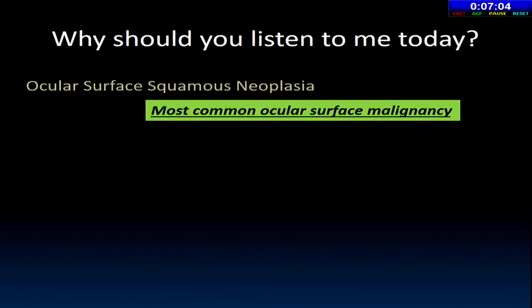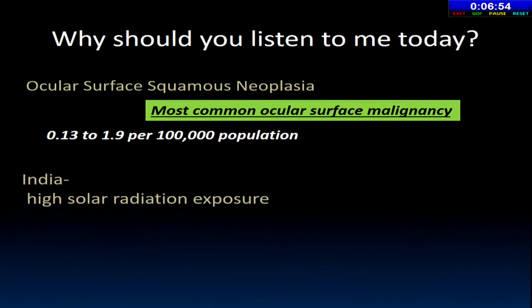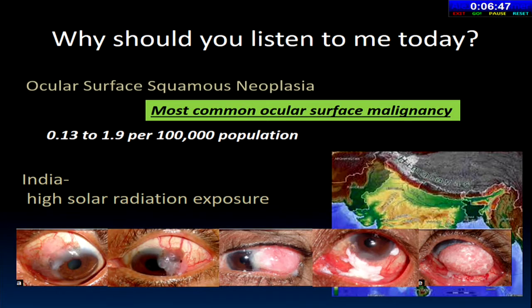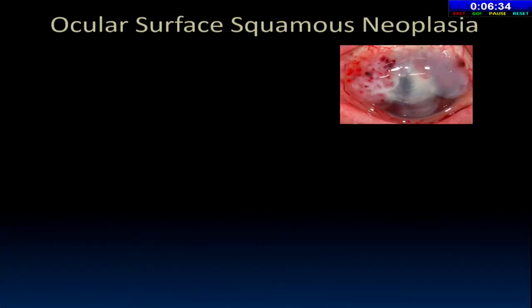Ocular surface squamous neoplasia is the most common ocular surface malignancy, with a reported incidence of around 1 in 1 lakh population. But India is in a zone which has high solar radiation exposure. So if you are practicing in India, or any other area close to the tropics, you are more than likely to come across a lot of these patients. And it is then that one would wonder, what is the best way to treat these patients?